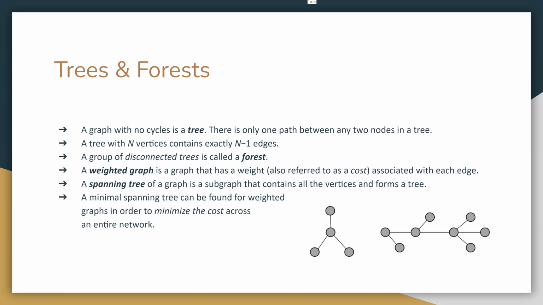And also a spanning tree, sorry. A spanning tree is a tree, right? If you have a graph, and then if you have all the vertices in that tree, that becomes a spanning tree. And a minimal spanning tree can be found for a weighted graph. If it's not weighted, then any spanning tree is essentially a minimal tree. But with a weighted graph, meaning if the edges have different values on them, then it is possible for you to find a minimal spanning tree.